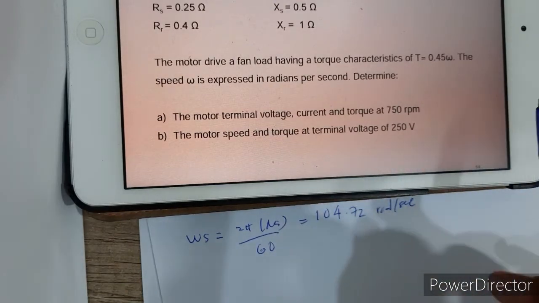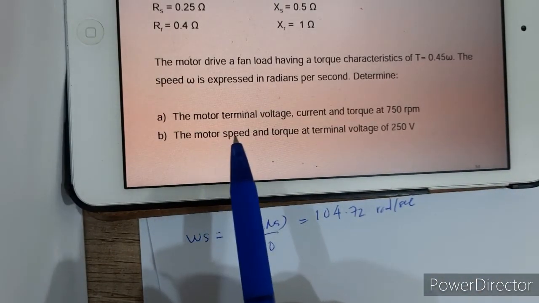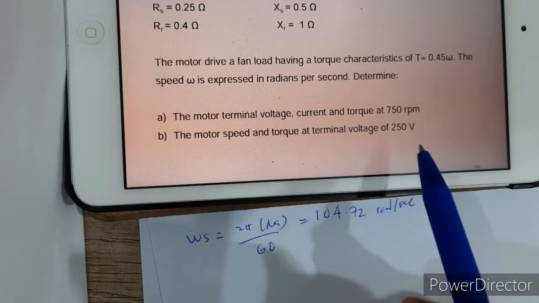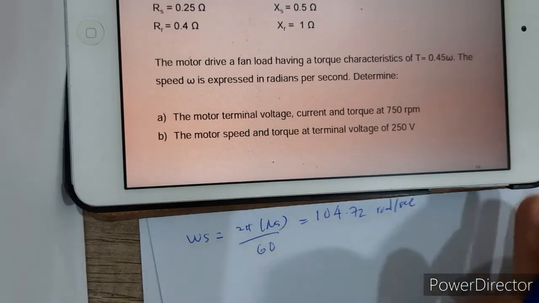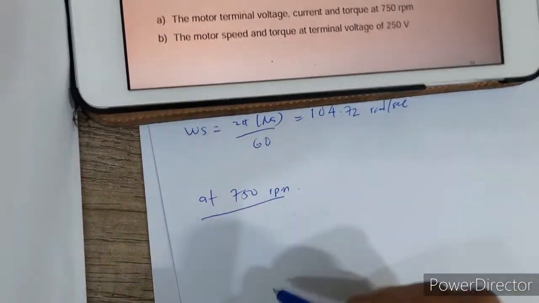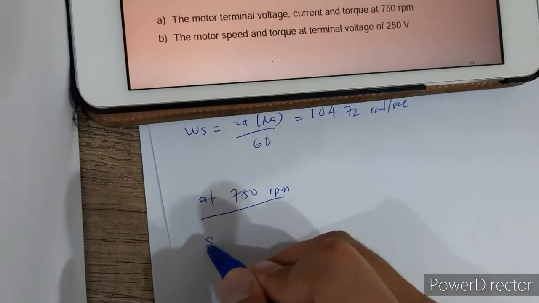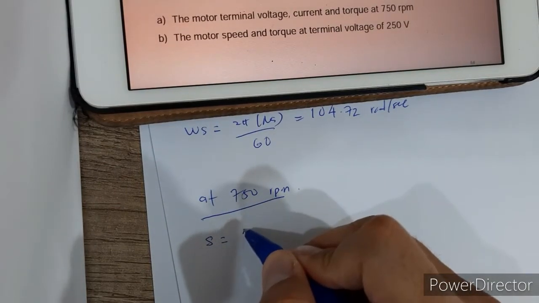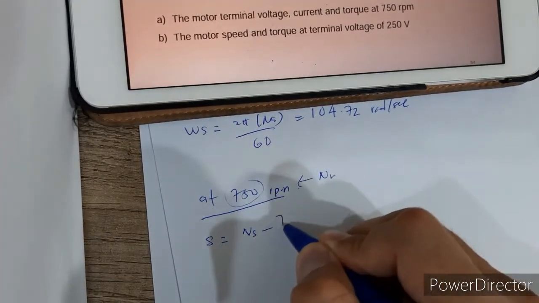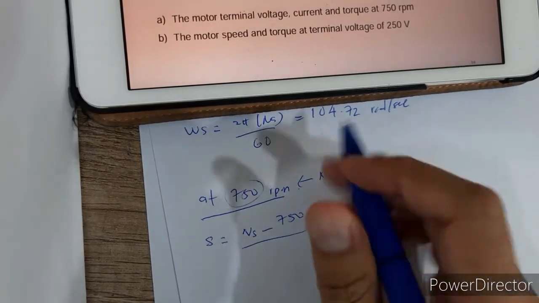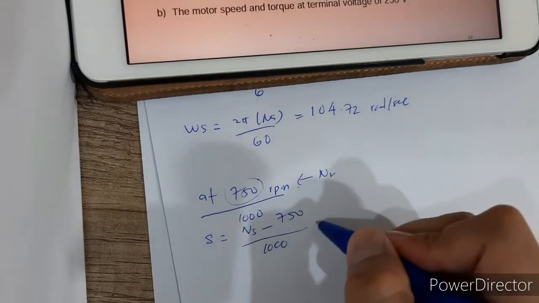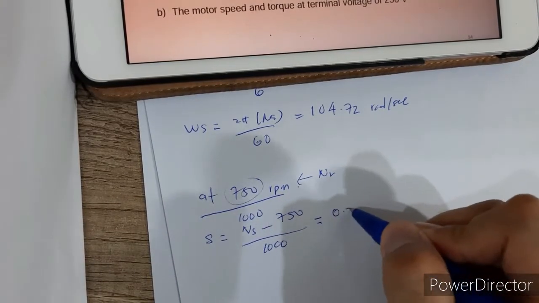The first question, A: determine the motor terminal voltage, current and torque at 750 RPM. At 750 RPM, the first parameter that we can determine is S. S equals NS minus NR over NS. NR is 750 RPM and NS is 1000. Remember, NS is not changed throughout this condition. So S is 0.25.